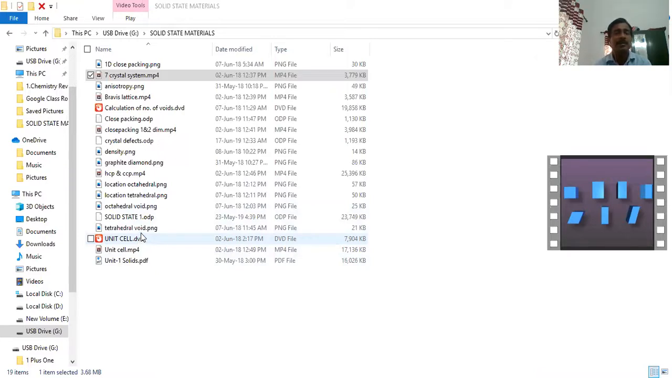In covalent solids, the binding force is covalent bond. And particles present at the lattice site are atoms. Particles are atoms and the binding force is covalent bond. That is a covalent solid. Example, graphite, diamond.